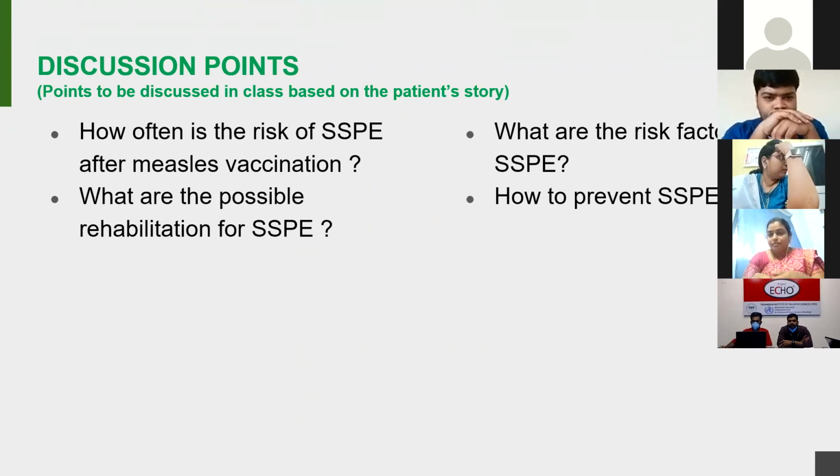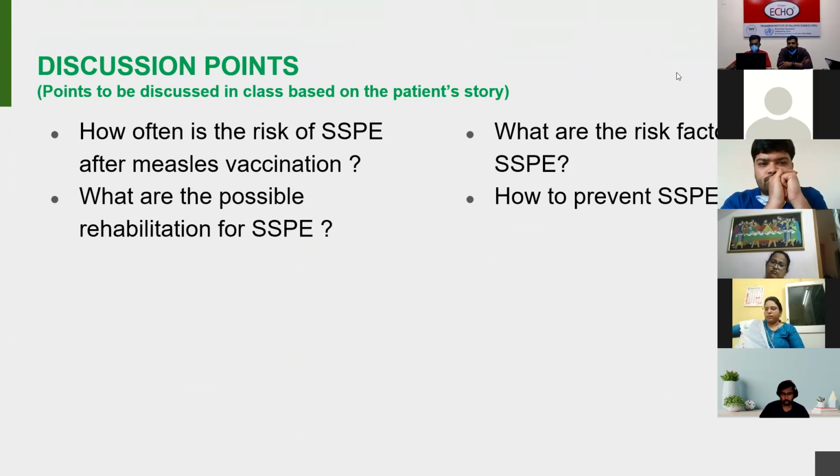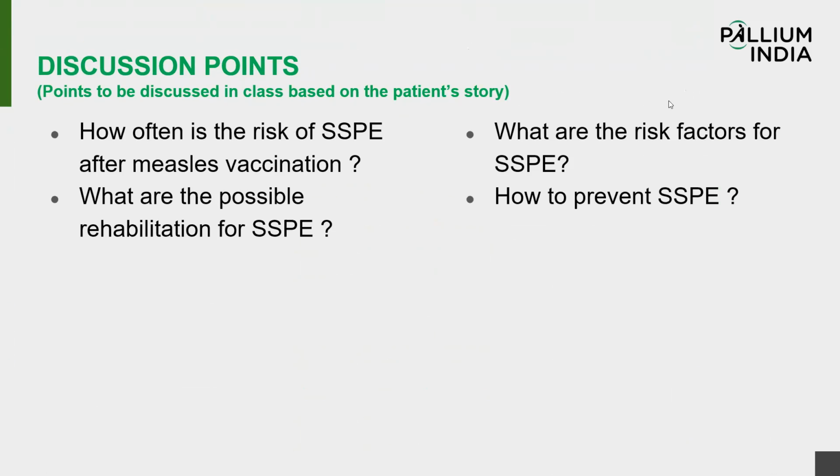We have seen the discussion points: how often is the risk of SSPE after measles vaccination, what are the possible rehabilitation for this condition, and the risk factors and how to prevent this condition. I request our participants to put some inputs in the beginning stage first, and after that we can get the suggestions from our faculty, Srikant sir. First, I request our participants to give some inputs.